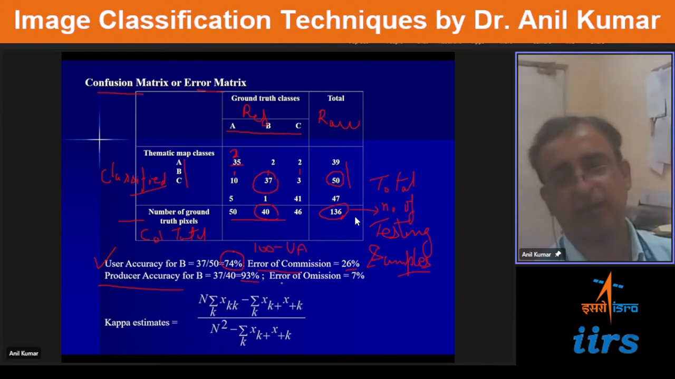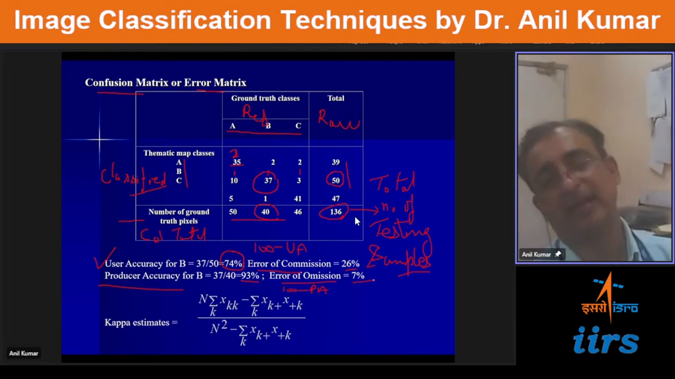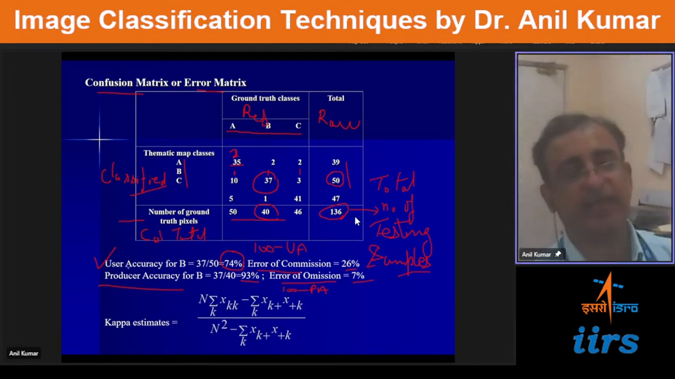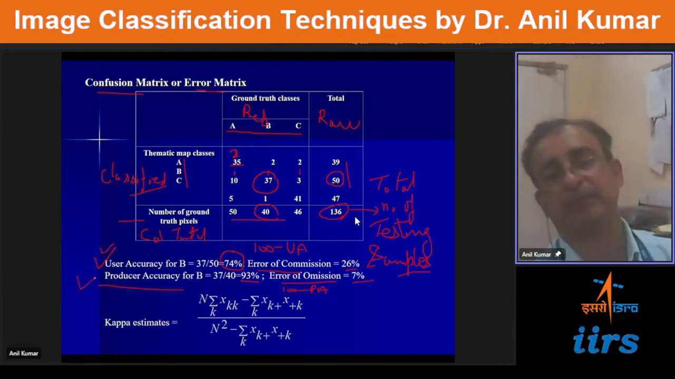With this you can also find out the error of omission, which is 100 minus producer accuracy for class B. So it is 100 minus 93, which is 7%. For all the classes, we can find out the user accuracy, and for all the classes, we can find out the producer accuracy. Next is overall accuracy.